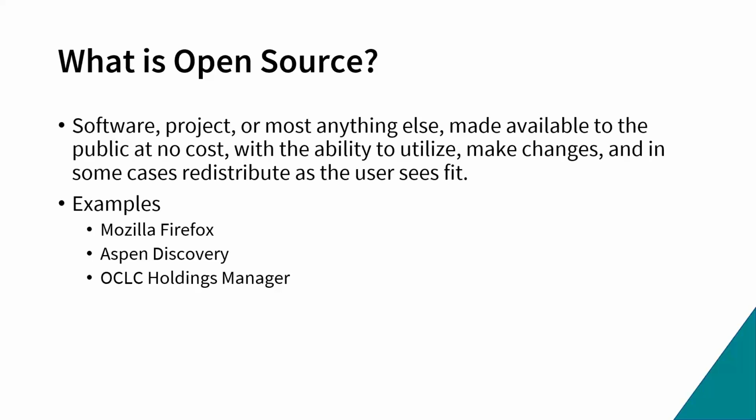Some specific examples of open source: Mozilla Firefox. It's a web browser that just about everybody on Earth has used at one point or another. You can look to see how that works. You can make changes, you can recompile it, you can fork the code. Forking is when you make a copy of it that is different than the original, so that way you can maintain your own set of changes.